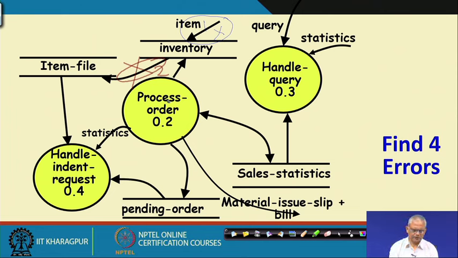For example, the process error enters the statistics, but then statistics is not really required by handle indent request. So, this is the extra data that is not needed there. And similarly, handle query should produce the statistics, not consume the statistics. So, the direction of this arrow is wrong. So, this is the fourth mistake.